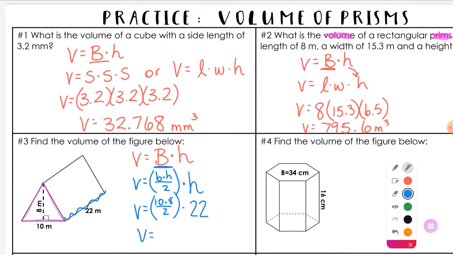What's 10 times 8? 80. I didn't ask for an answer yet. I asked what 10 times 8 was. 80 divided by 2. 40. So really we have 40 times 22. 4 times 22 is 88. Add our 0, label. Meters cubed.